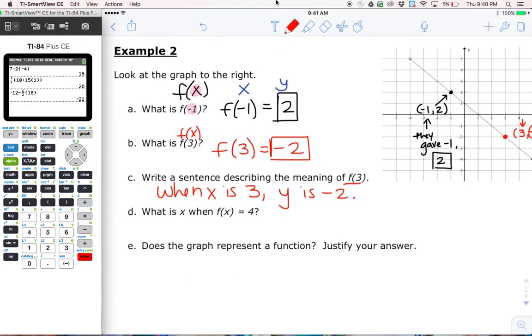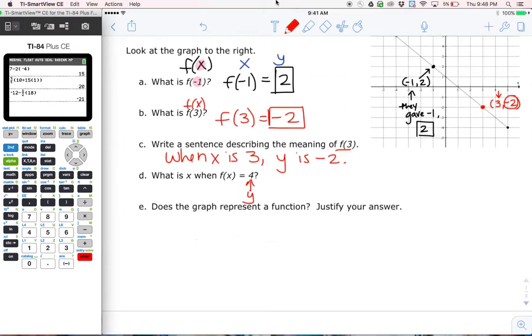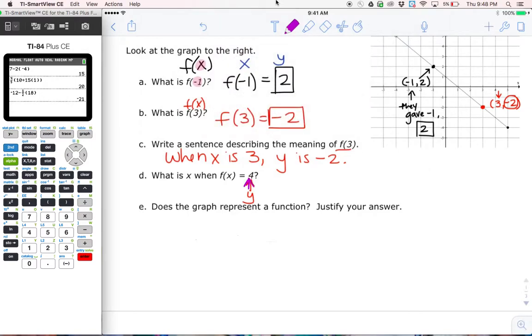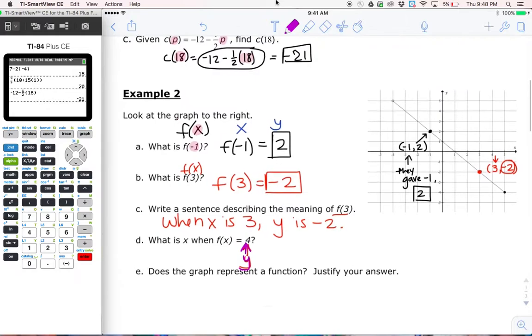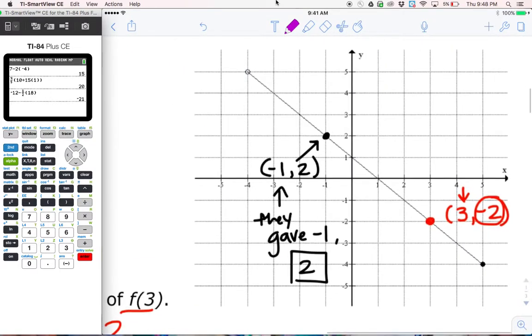This one's a little bit tricky, right? Because we don't know the x value. This right here is the y value. So where do I have a point on the graph here? Let's change colors. Where do I have a point on the graph where the y value is 4? Let's see here. Well, if I go up 4, looks like here would be a point, right?